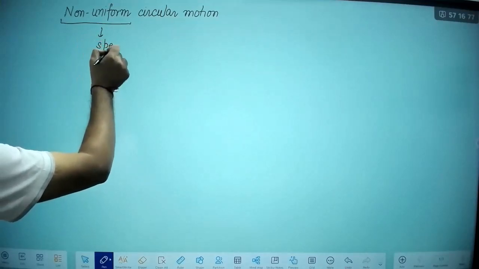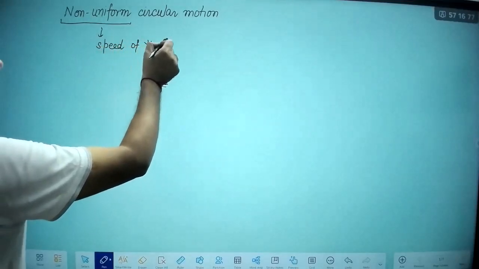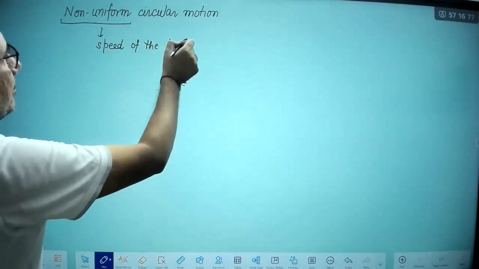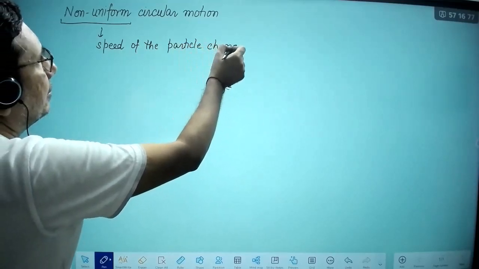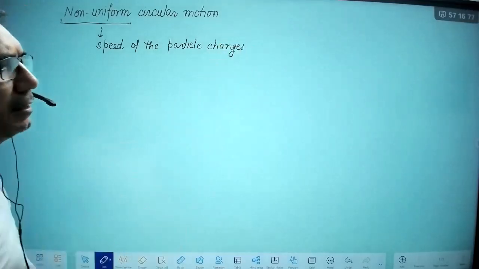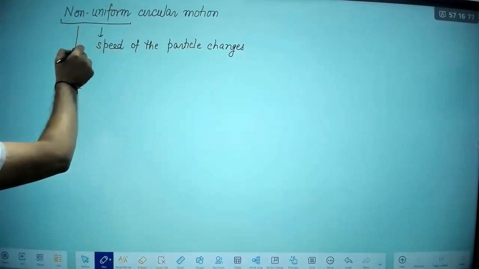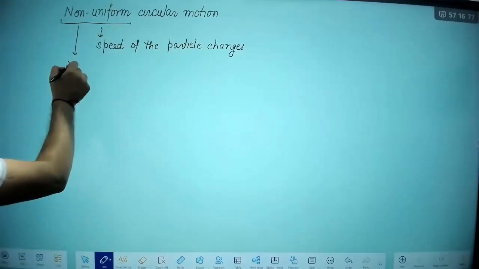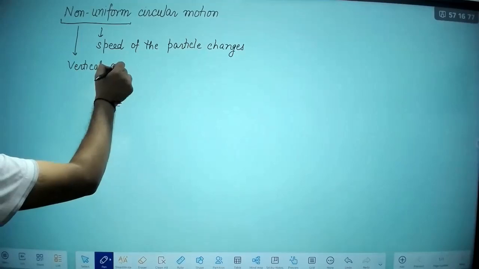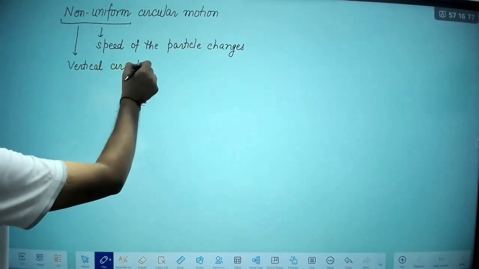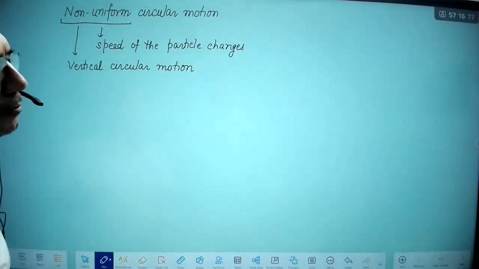Speed of the particle changes. Okay. So in the last class, I have shown you that vertical circular motion is one of the best examples of non-uniform circular motion.